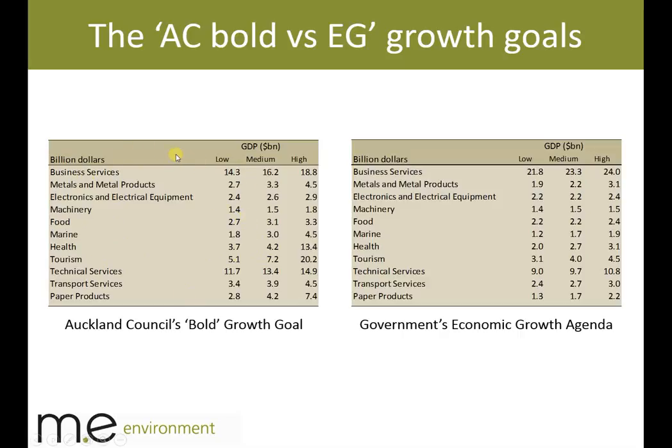This is just to reiterate the point that there was a considerable amount of work put in to identify these key sectors that could potentially grow: business services, metal and metal products, electronics, machinery, food, marine, health, tourism, technical services, transport services, and paper products. And we've got a low, medium and high GDP range in billions of dollars. And the government's economic growth agenda wasn't quite as high for some of the sectors. Yes, it was for business service sectors.